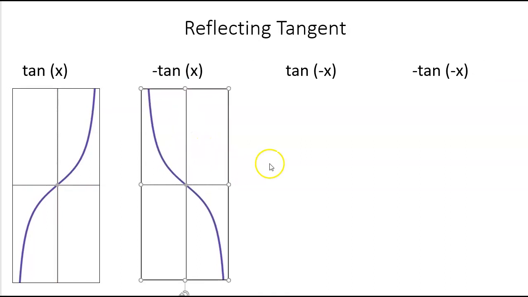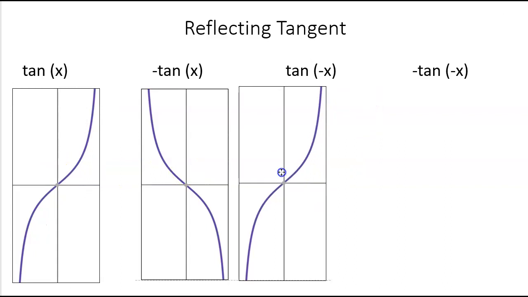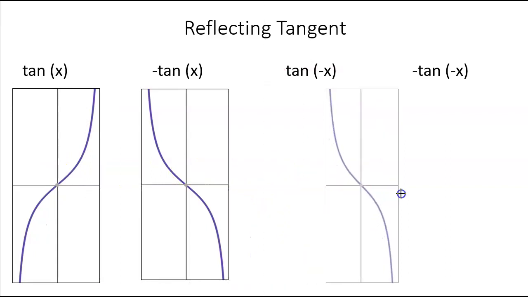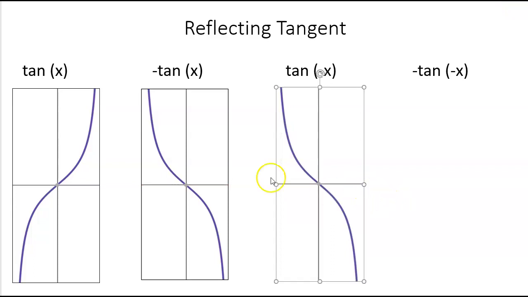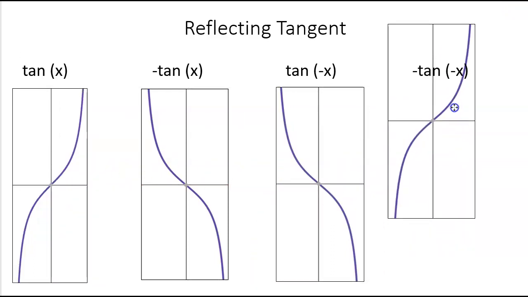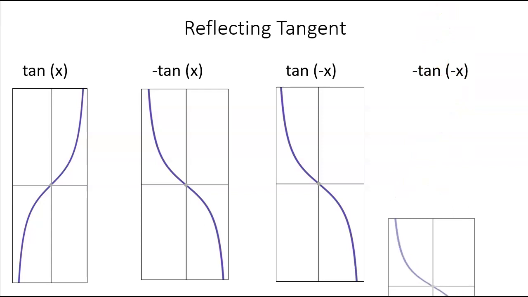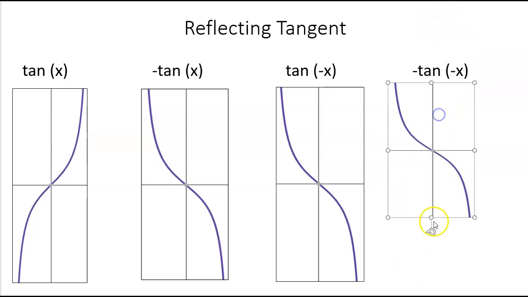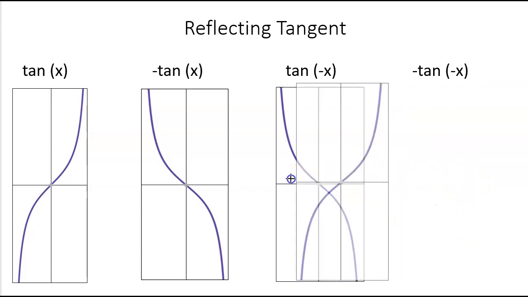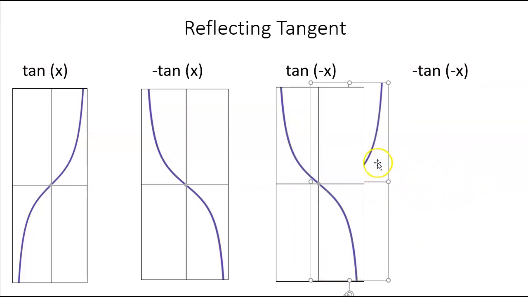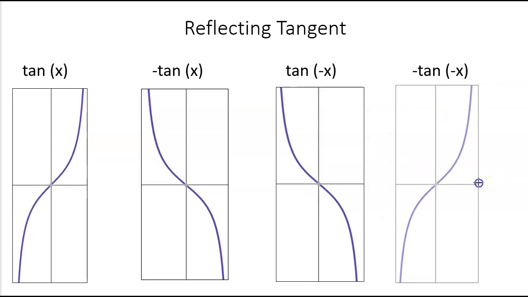All right. What if I were to flip it horizontally? What if I were to do both? What if I took tangent and flipped it upside down? So that's been flipped upside down. And now I flip it horizontally. There we go.